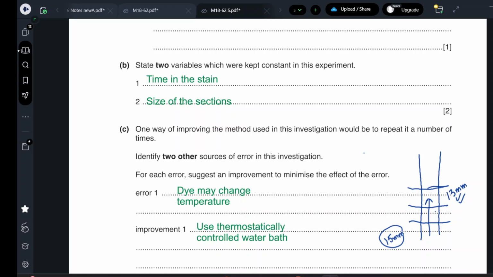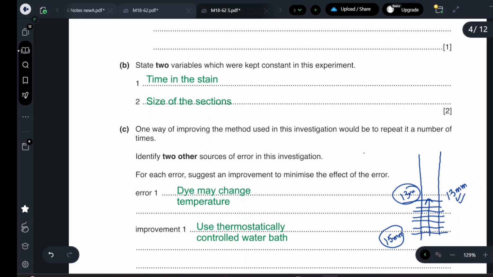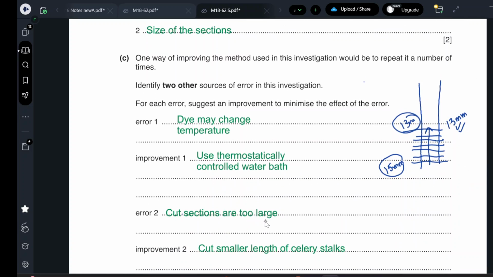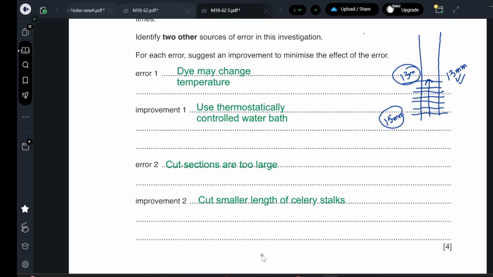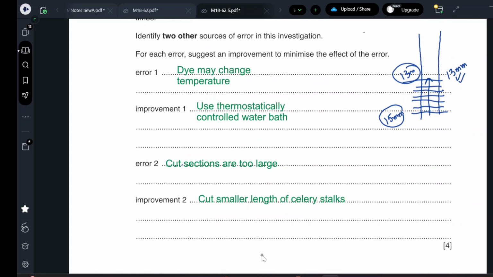How to be more accurate is to cut smaller sections. Instead of cutting 5 millimeter sections, what if we cut 2 millimeter sections or 1 millimeter? So you will cut one and check the stain. One, check the stain. One, until you reach 13. You will find no stain. So you will record it as 13 millimeter and this will be more accurate. This was the second error. Cut sections are too large. What is the better option? The improvement is to cut smaller lengths of celery stalks. Okay.